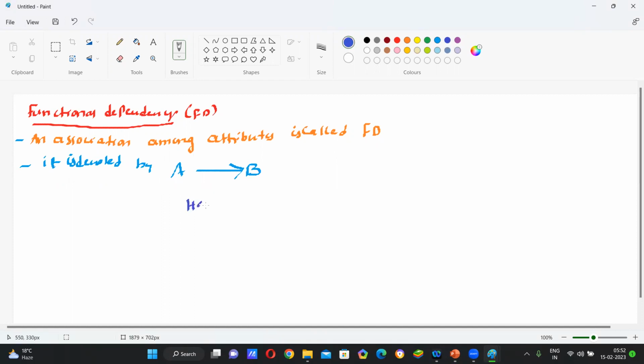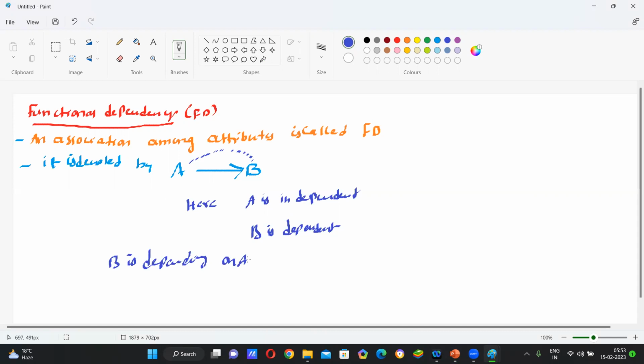Here A is independent, and B is dependent. What is the actual meaning of A functionally determines B? B is depending on A. What is the third point in FD?